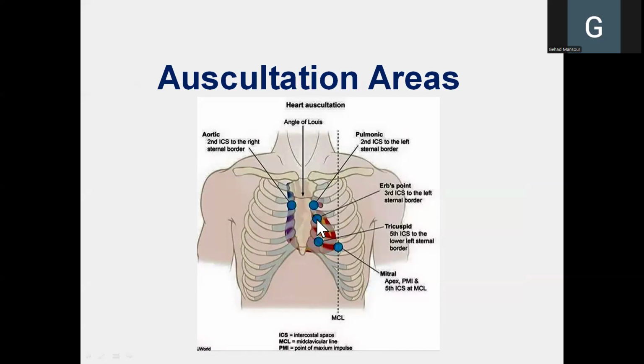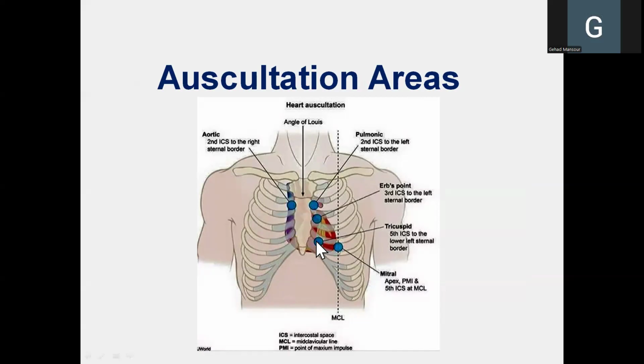And then we have Erb's point. Where is Erb's point? It is in the third intercostal space at the left sternal border, and the importance of Erb's point in cardiology in particular is it is the place where aortic regurg sounds are best heard.